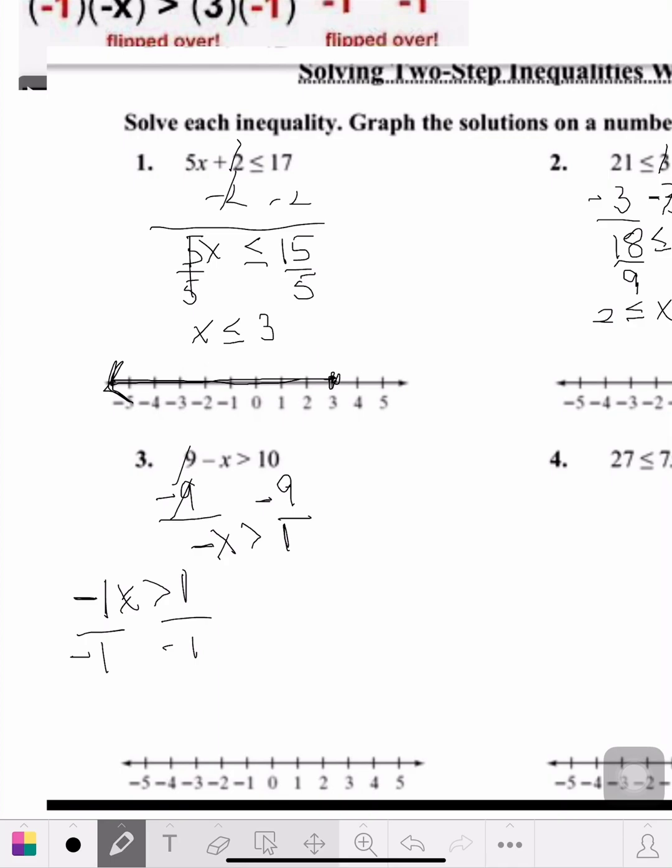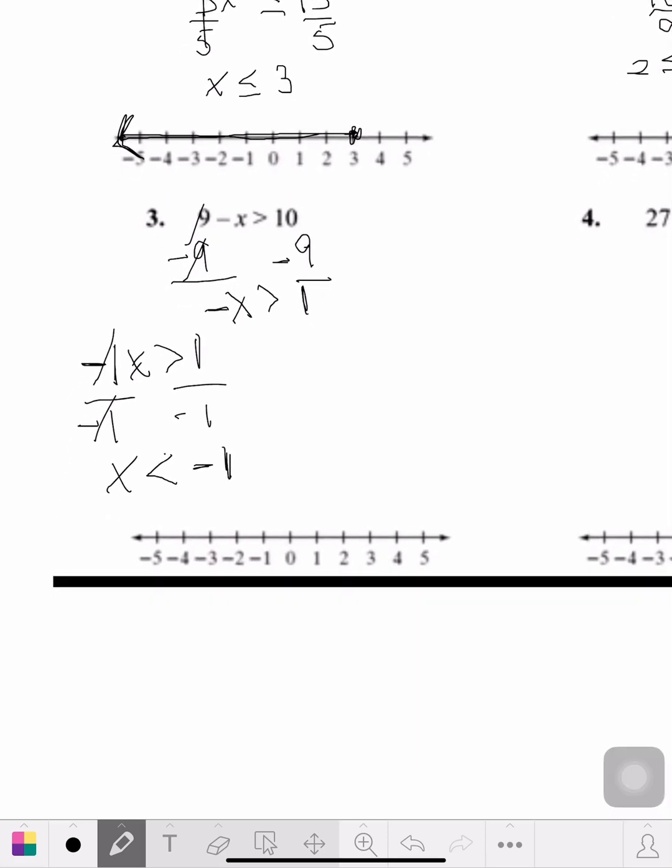So now these two cross out, and it comes down to x. But now that you've divided by a negative number, you got to flip the sign. Remember, that's a special rule for this. So now it would be like this. And now 1 divided by negative 1 is negative 1. Okay, so that means x is every number less than negative 1.